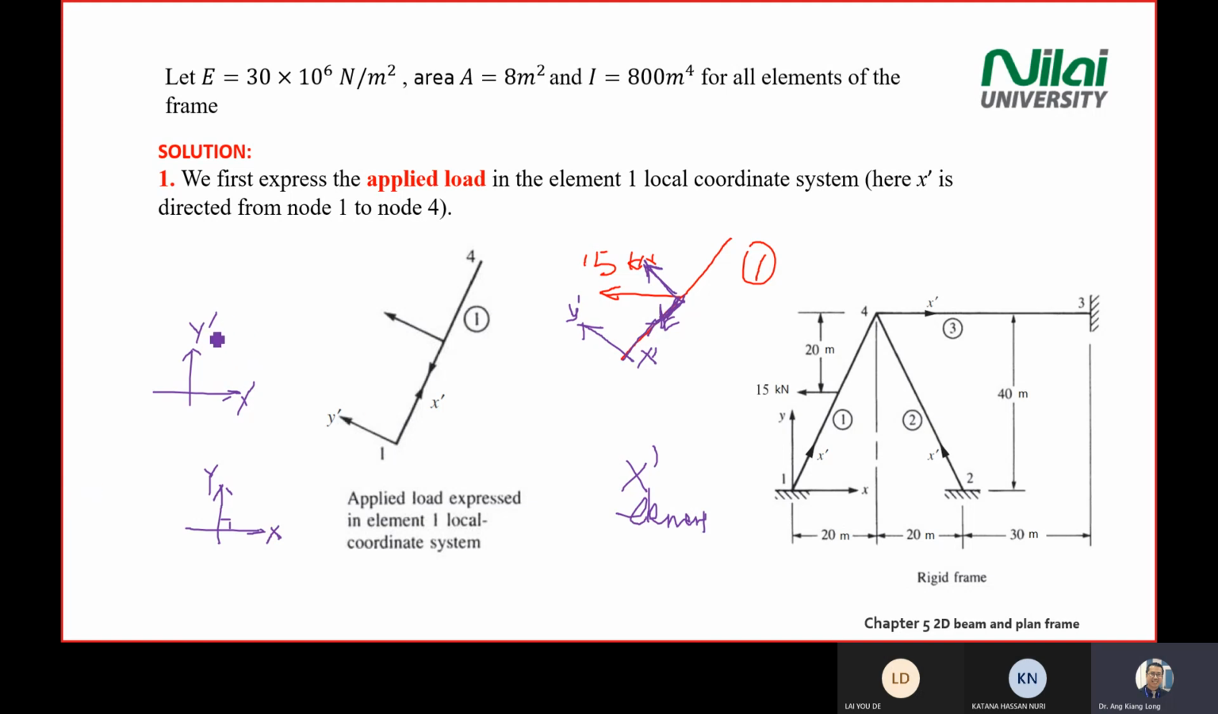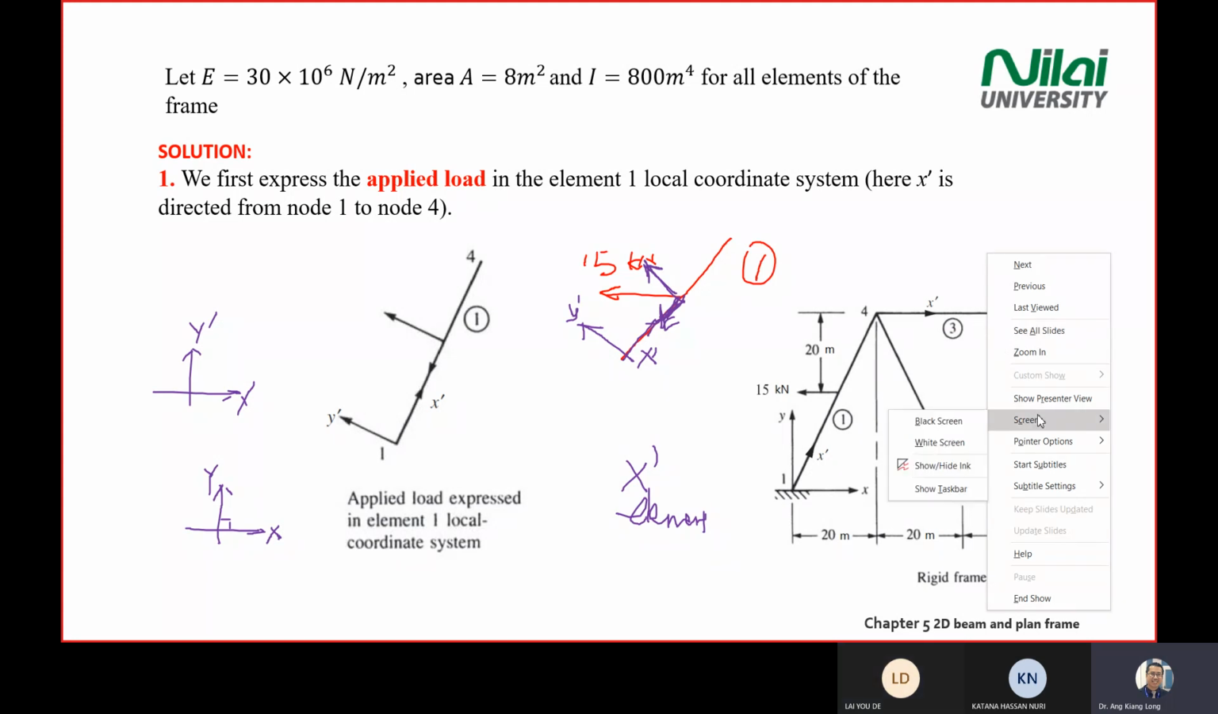So when you write prime, it means that you look at the element. Do you get it? Yes, now I get it. Okay. Lai, you okay? Lai, are you all right? Okay. Okay, let's move forward.